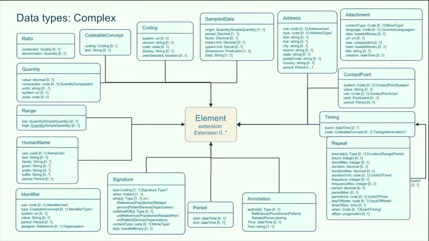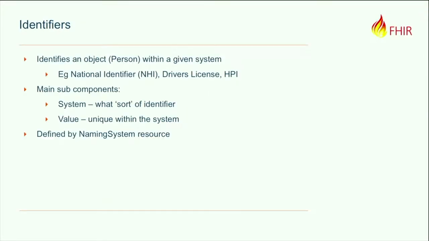I'm going to talk about that one in just a second more. Notice, however, there's also a string element in codable concept. And then the other ones are address, attachment, and so on. So, David, a primitive has just one value, whereas a complex one has more than one parameter to it. I'll come to that in just a sec. I'll carry on.